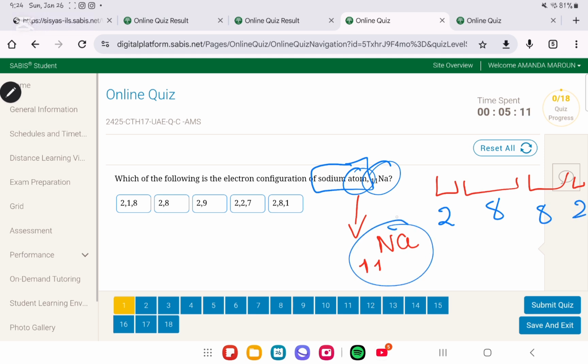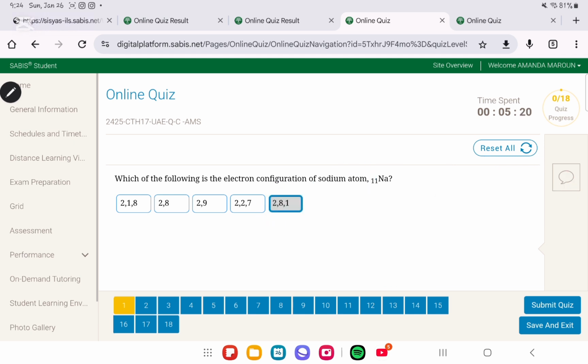So if we are dealing with 11, it's going to be 2, 8, 2 plus 8 is 10, and we will be left with 1 over here. So this is the electron configuration of the sodium atom.